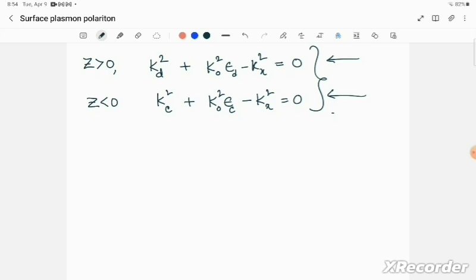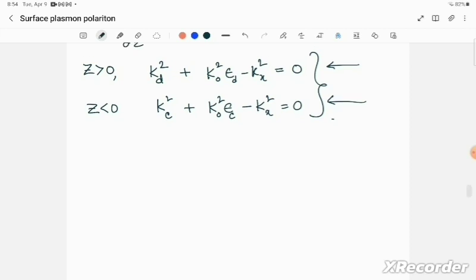What is our aim? Our aim is to find out the dispersion relation for this system. So for that we have to solve for the electric fields and magnetic fields, put in the boundary conditions and get to the final relations. This is one of the relations we get. This comes from the wave equation.